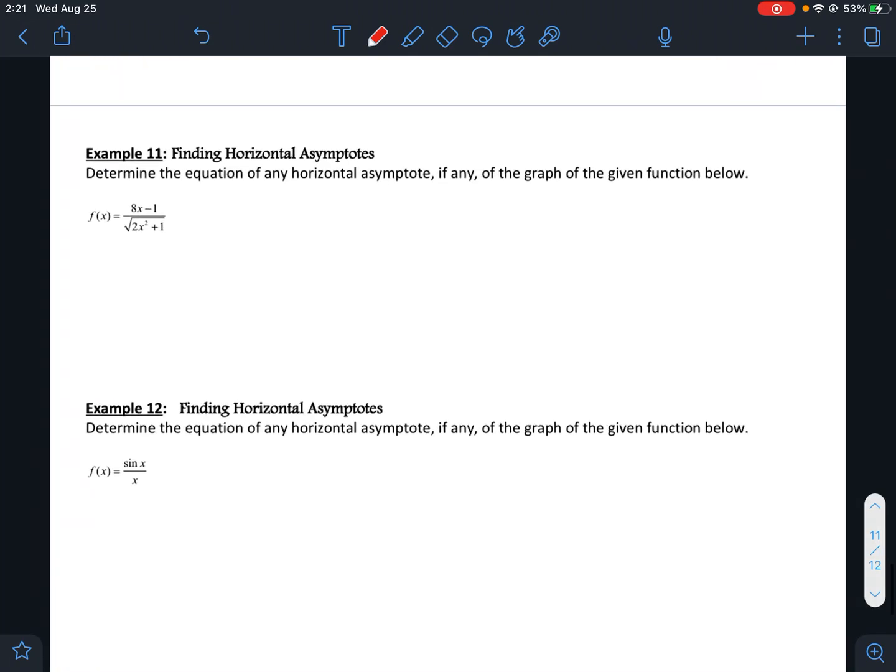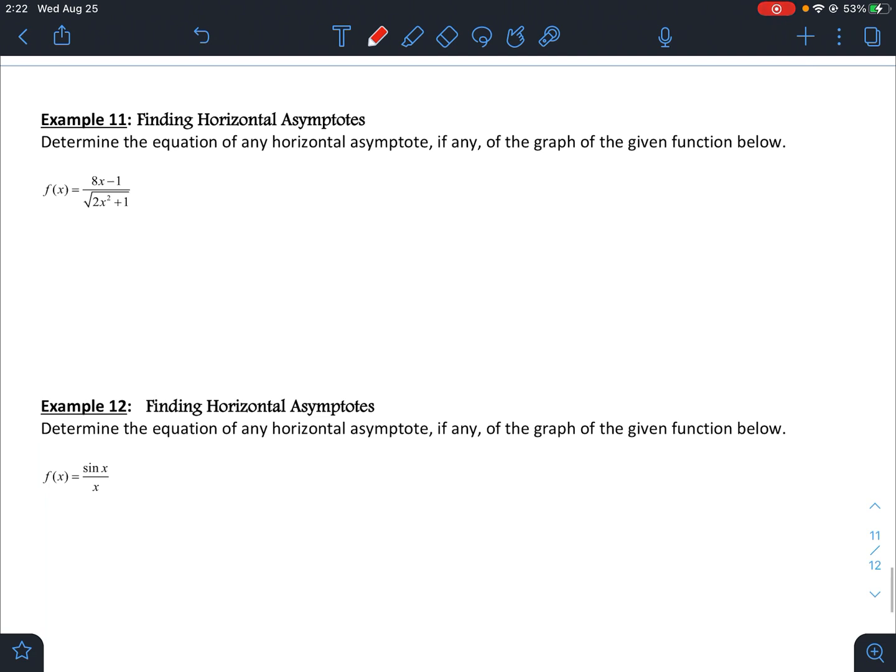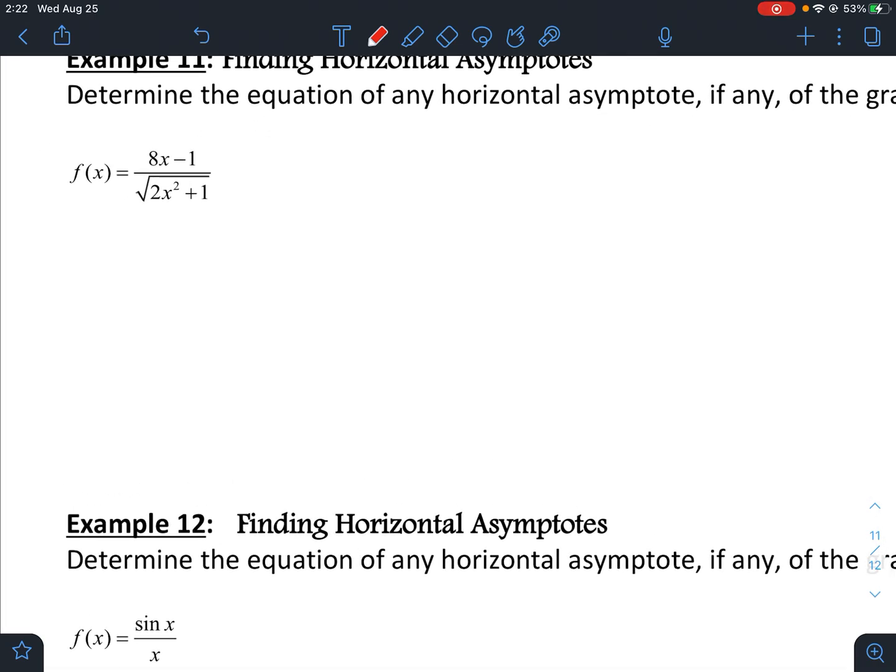All right, so example 11 says finding horizontal asymptotes. Determine the equation of any horizontal asymptote, if any, of the graph of the function below. So at this point, we know that we can do this. We can't do this using pre-calc methods because we don't have the powers to look at this, but we do have our calculus methods where we can do the limit as x approaches negative infinity of this function and the limit as x approaches positive infinity of this function.